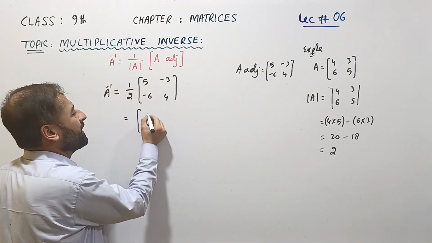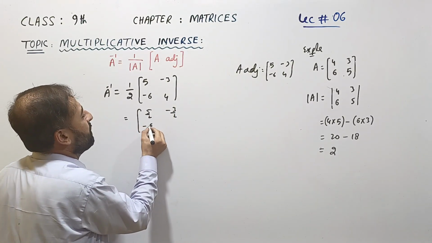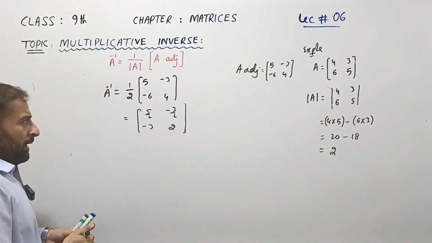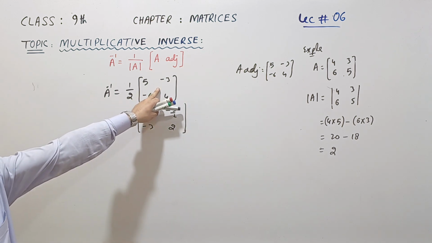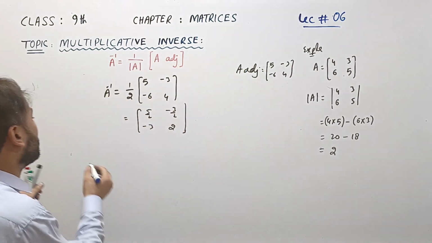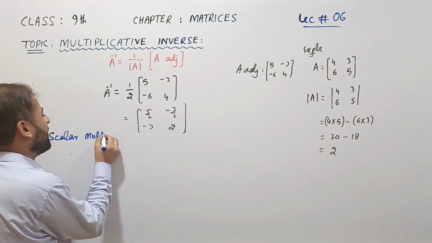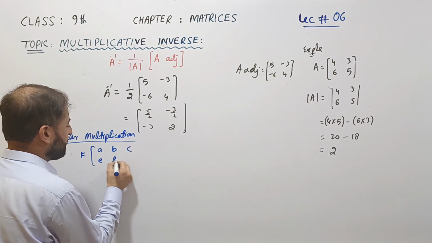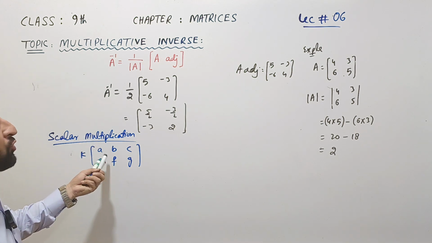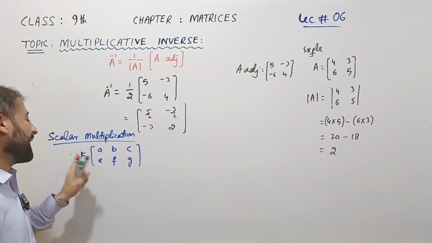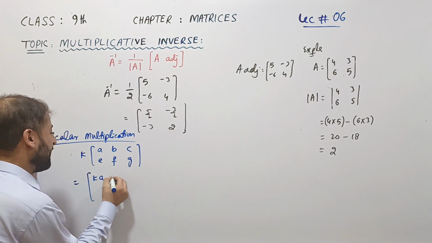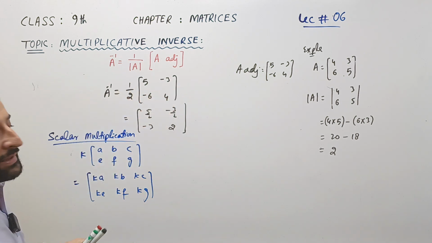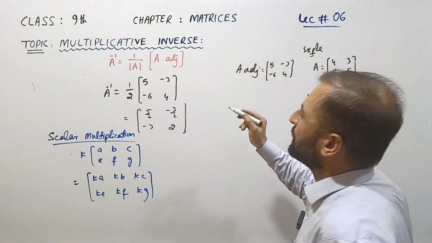You can multiply this number as well. You will get 5 by 2, minus 3 by 2, minus 6 by 2, 4 by 2. Then you can write this as 2 and this is minus 3. You got the point. All right, students, this is called scalar multiplication. In the previous lecture, you discussed multiplication of two matrices. This is called scalar multiplication. Scalar means constant, meaning you are multiplying a constant with a matrix. The matrix may be a square matrix, maybe a rectangular matrix. The point is that the scalar will be multiplied with all the elements, all the entries: ka, kb, kc, kd, ke, kf. Like this, you multiply the constant with all the elements. Scalar multiplication.